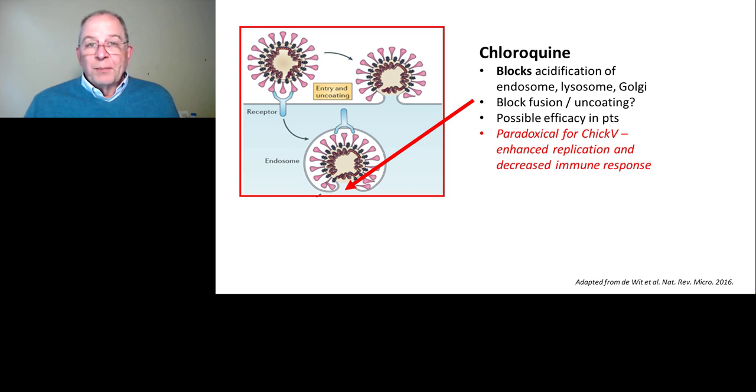Certainly, there's at least one example with chikungunya virus where it worked very well in vitro, or in fact, I think in primates or in small animal models. But then in humans, it really caused a paradoxical effect with enhanced replication and decreased immune response against the virus. So there's no compound that can't cause problems, and we need to look at these really carefully.